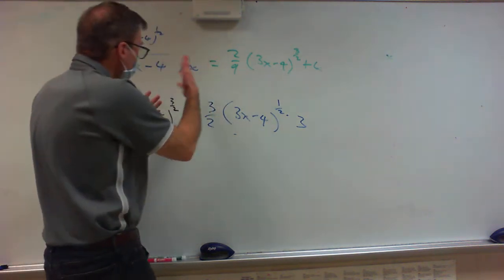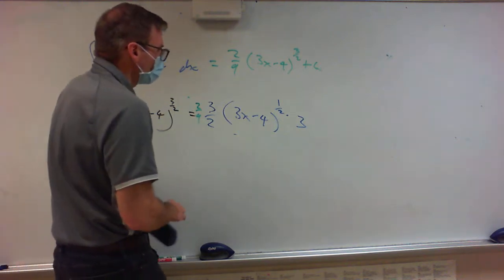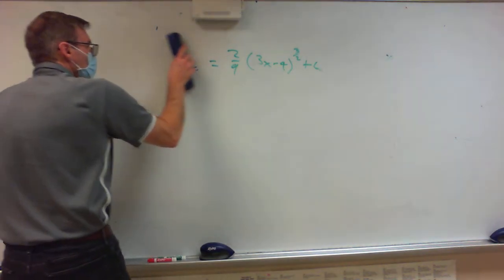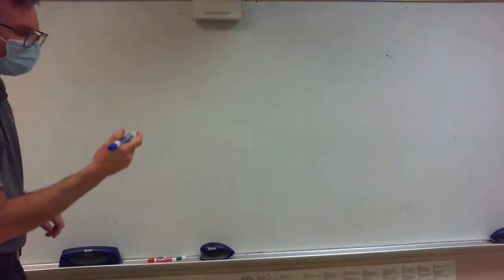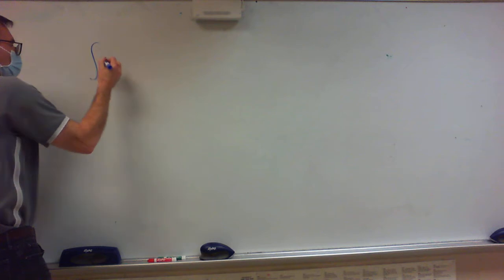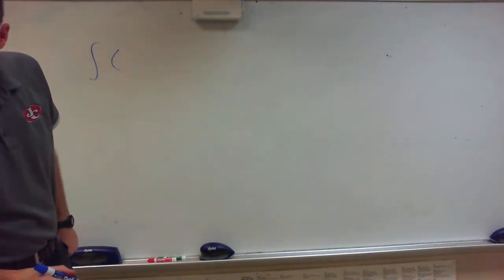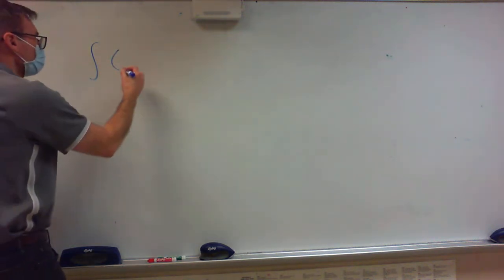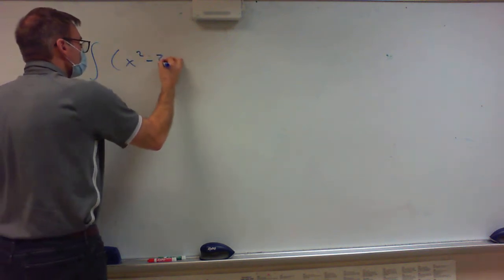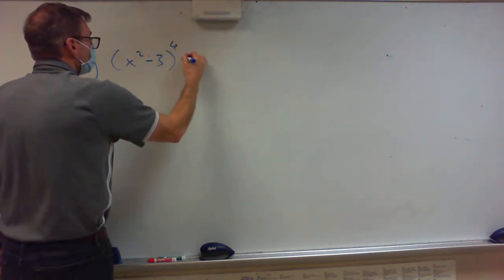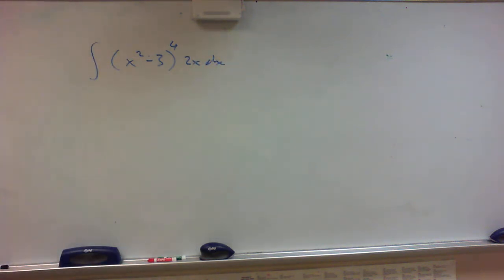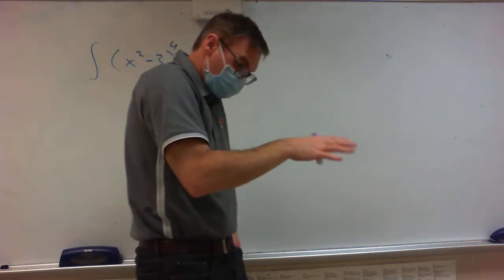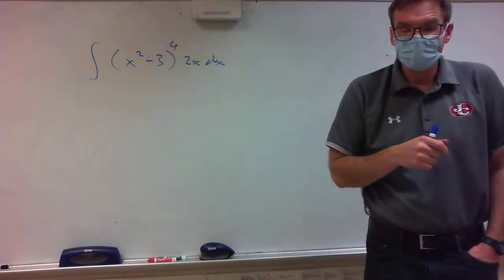So, all right, these are kind of the basic ones. Well, what happens if it looks a little more complicated? All right, what if I give you, let's do the integral of x squared minus 3 to the 4th, and I'll put a 2x out here. Everybody write this down. Now, you're going to have to trust me on this part, and I'll explain it a little bit later.